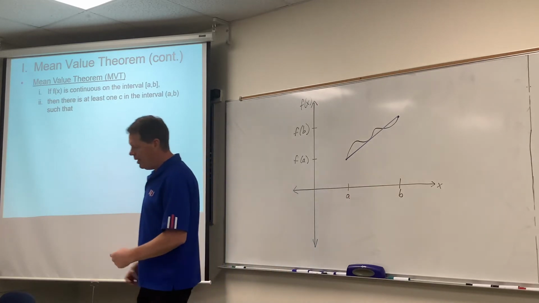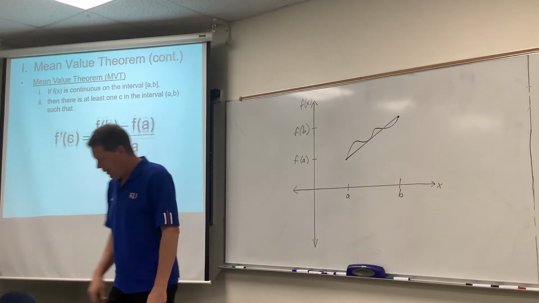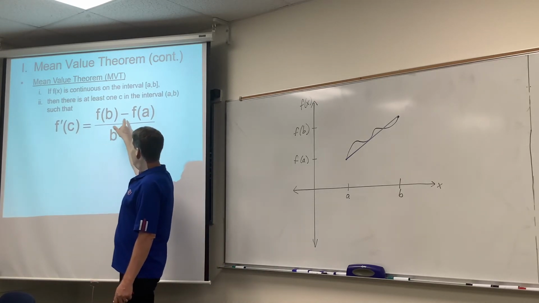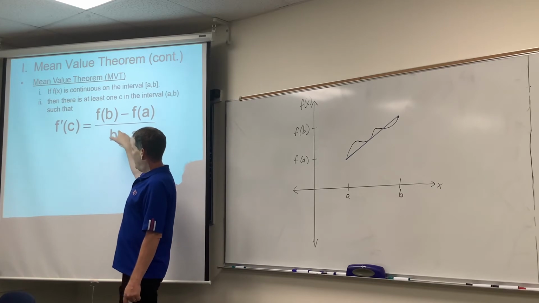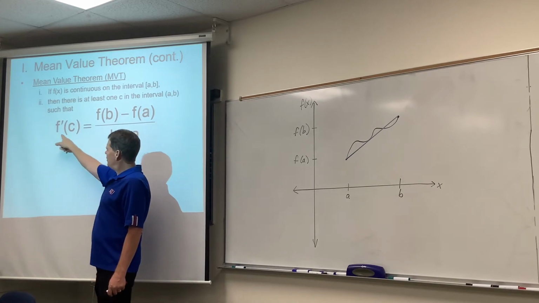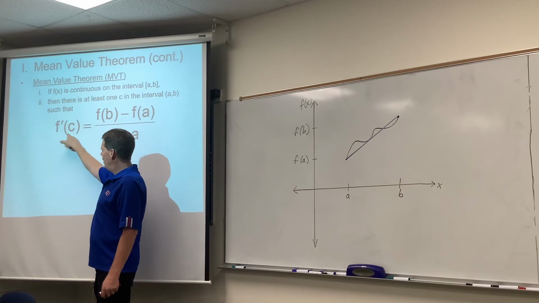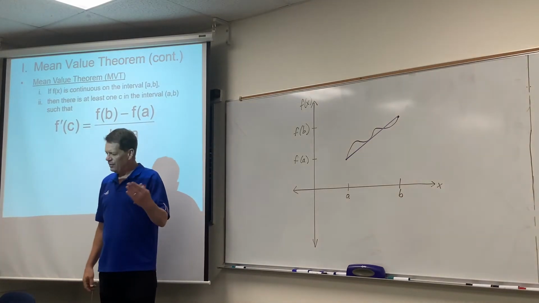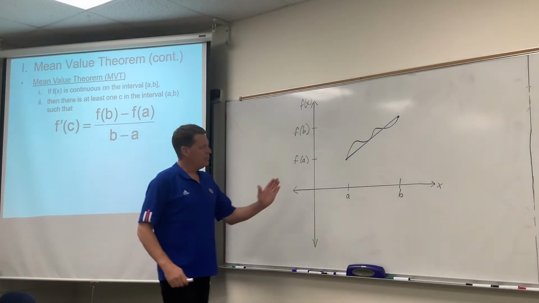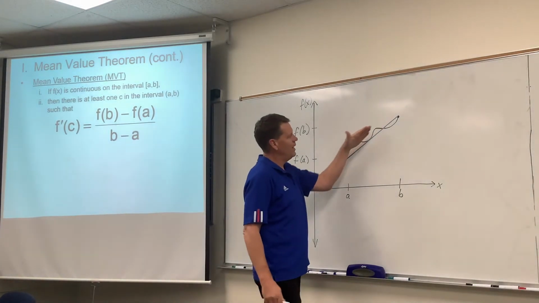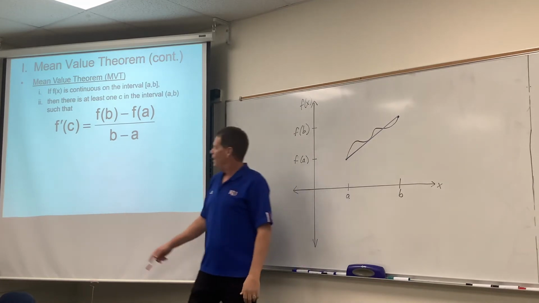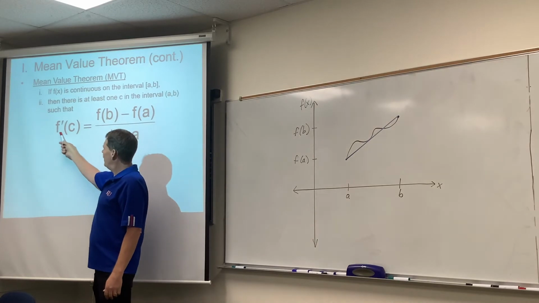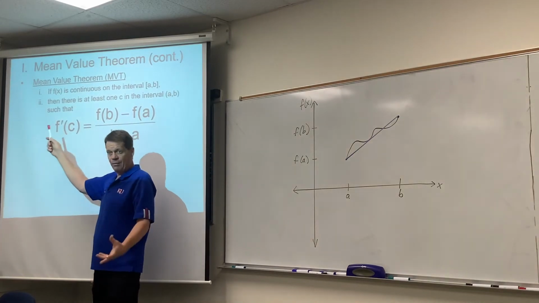There's at least one place where the derivative at that c is the same as the slope of that secant line, all right? I want to remind you that this is instantaneous rate of change, slope of the tangent line, and this is average rate of change, the slope of the blue secant line there. And so the idea would be, if I averaged 47 miles an hour during the overall trip, there had to be at least one instant where I was going exactly 47 miles an hour.